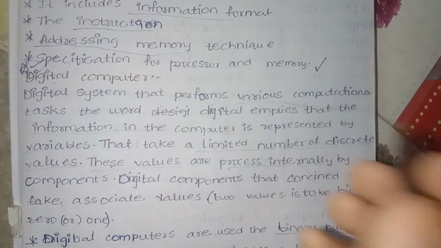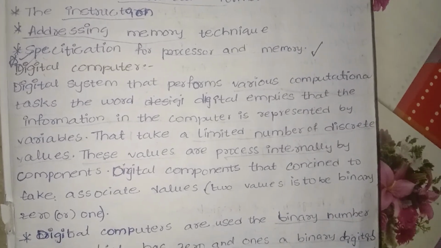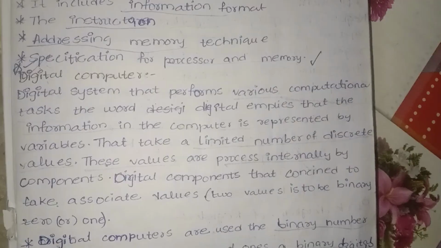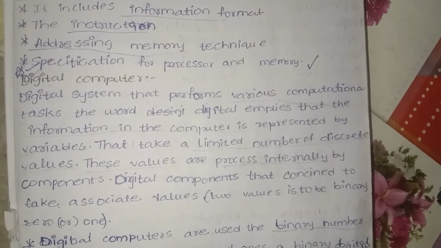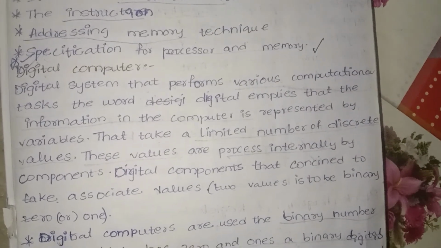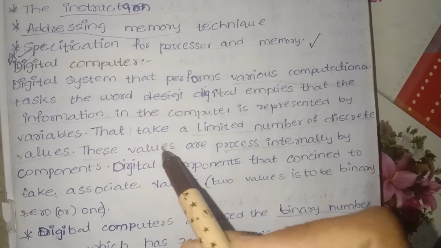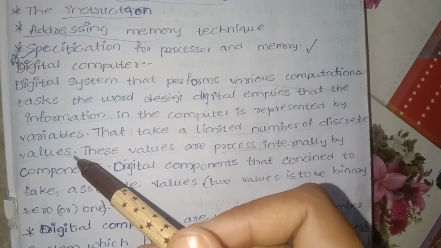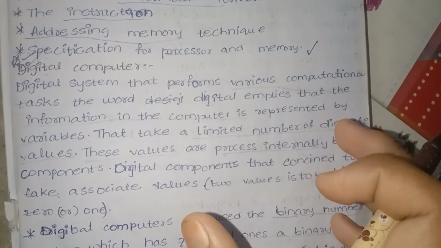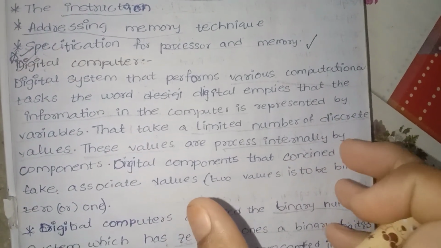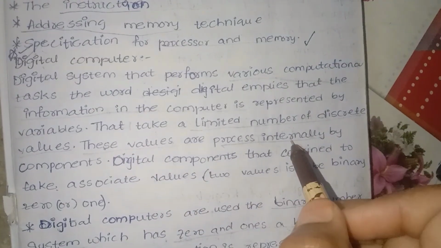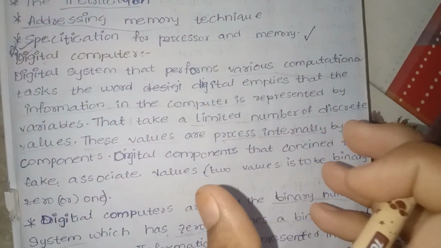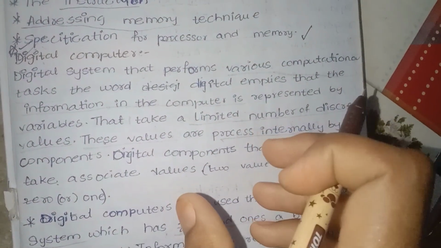We give the data in variable format as input. After giving input, it will understand it in binary code, and after that it will give us the output. This is the process of a digital computer. These values are a limited number of discrete values. We give a limited number of discrete values as input, and these values are processed internally and give us an output.